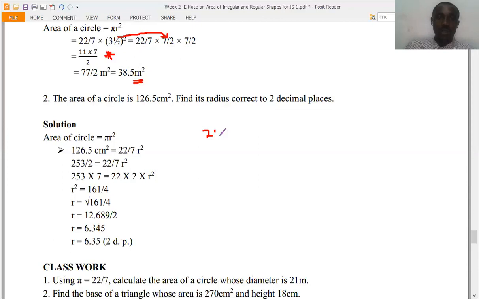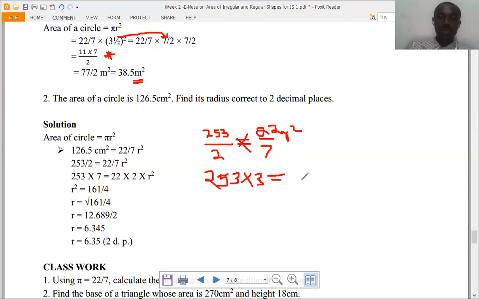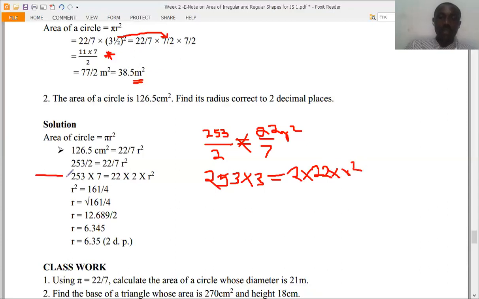That is 253 divided by 2 equals 22/7 r squared. Okay, so when we cross multiply, you observe that you have 253 times 7 equals 2 times 22 times r squared. Did you see that? So that was how we got this particular line here. So going further, we multiply these 2 and multiply these 2.